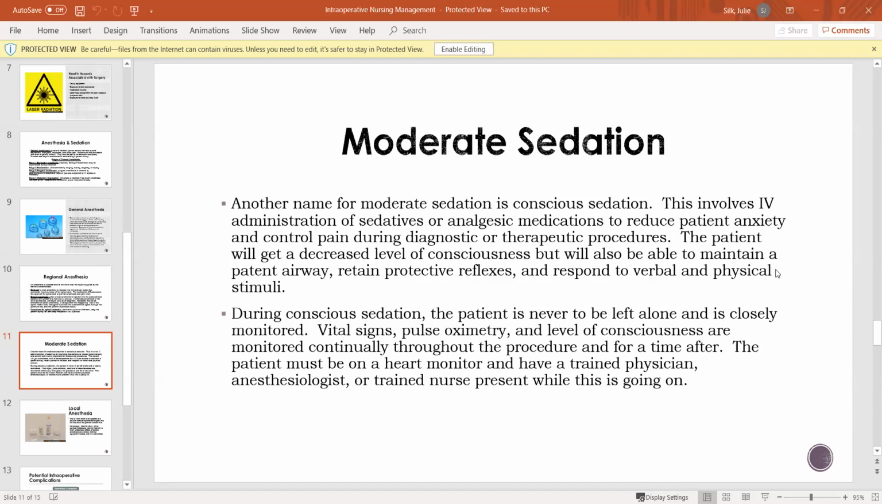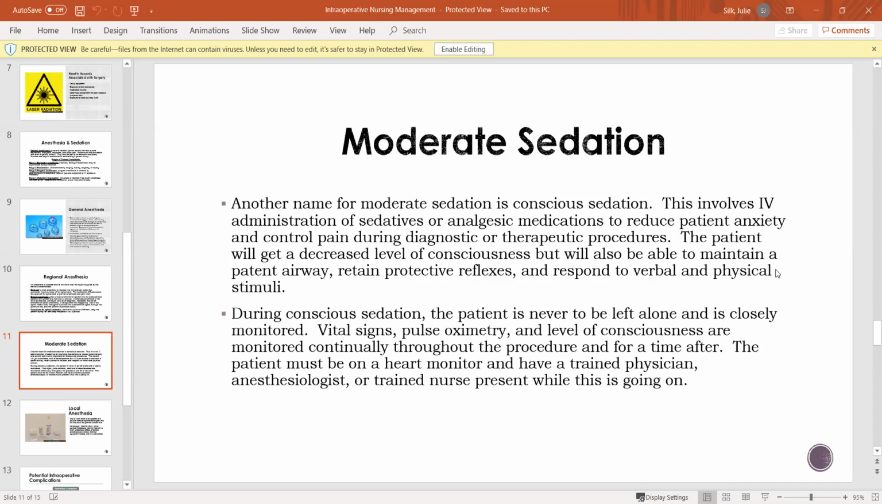So during this, you as the nurse would have to monitor their vital signs. You would have to make sure they have oxygen on, whether they normally wear it or not. During this procedure, you would make sure they had it on. You would have suctioning equipment available just in case they start to have issues with their airway.